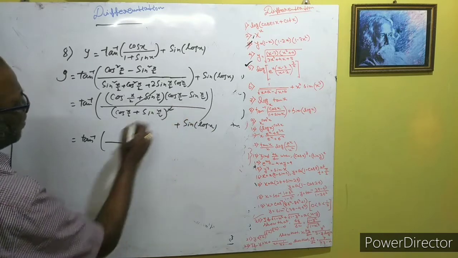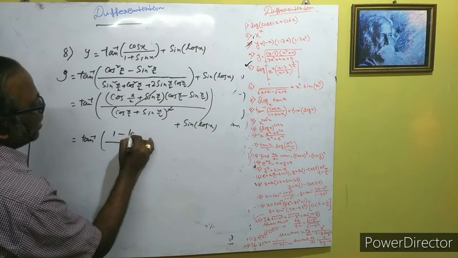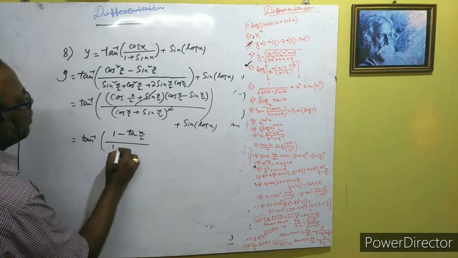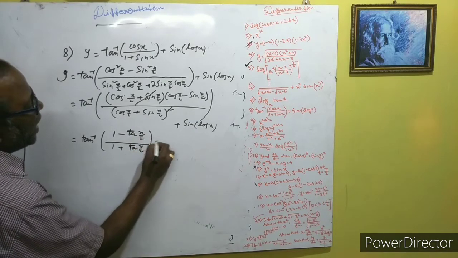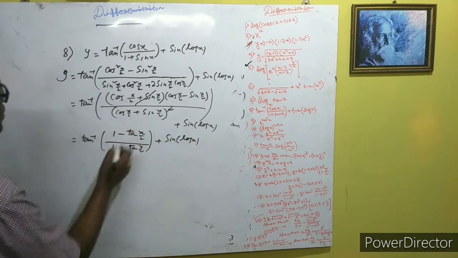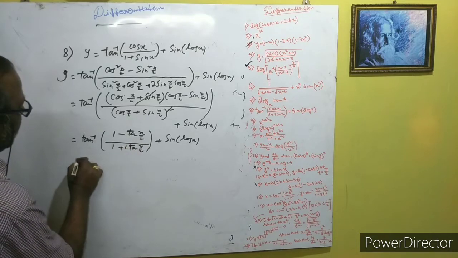So if we divide by cos x/2, we get 1, and also dividing by cos x/2, we get tan x/2. Again, divided by cos x/2 we get 1, and also divided by cos x/2 we get tan x/2. So from that, we can write tan(a minus b).